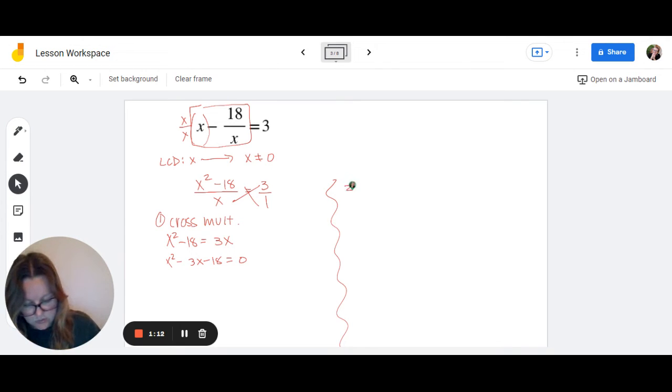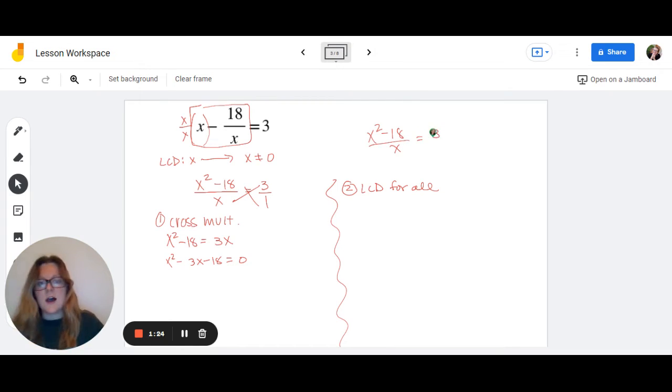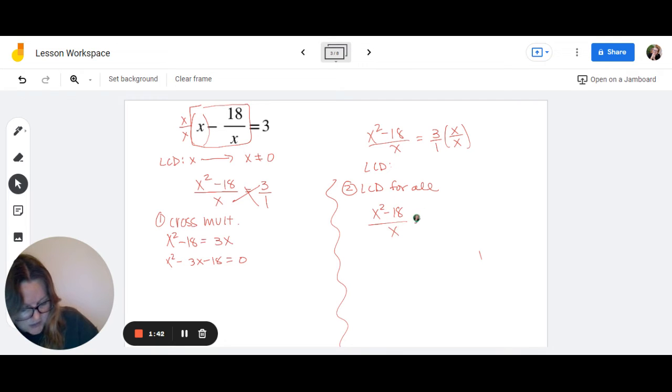Option number 2 is finding a least common denominator for all parties involved. So from this one, I had x squared minus 18 over x is equal to 3. The least common denominator between both of these, x and 1, is x. So I'm going to multiply the right side by x because it's missing that least common denominator. So here I have x squared minus 18 all over x is now equal to 3x over x.